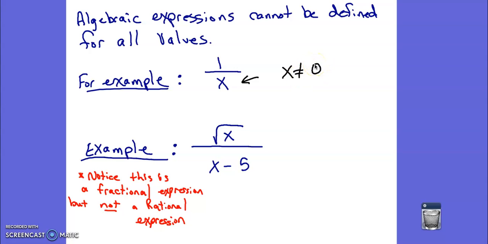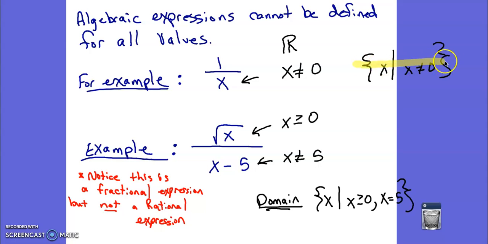It cannot be 0. Remember, you cannot have a 0 in the denominator, and so here it's all real numbers. If you remember the symbol for all real numbers, it looks like a capital R with a slash through it. So it's all real numbers, x cannot equal 0. In this example right here, notice x could be anything here, but it has to be greater than or equal to 0. And here, x cannot equal 5.